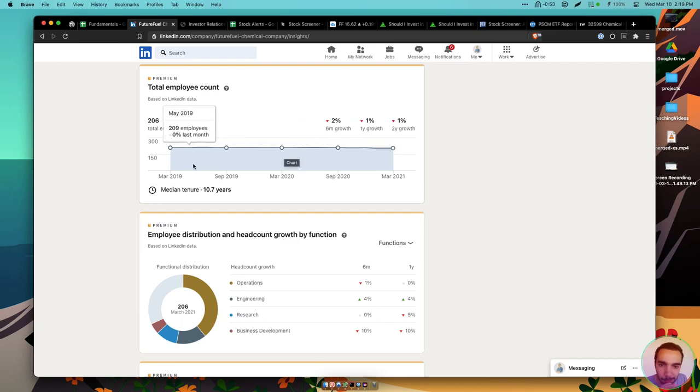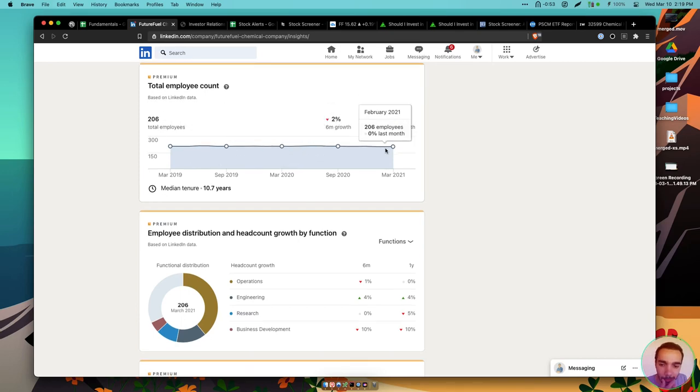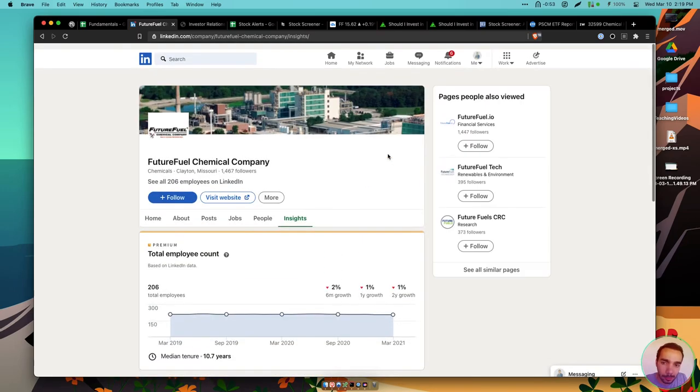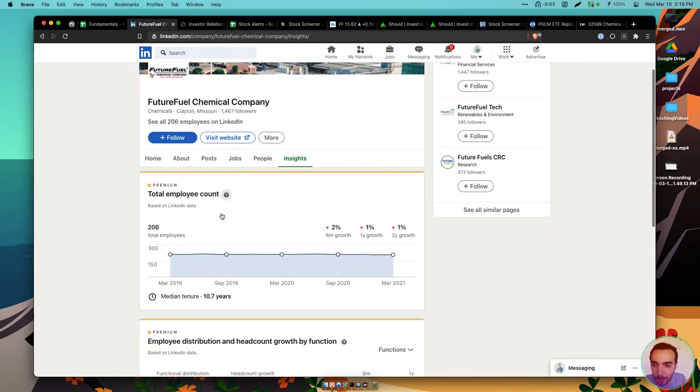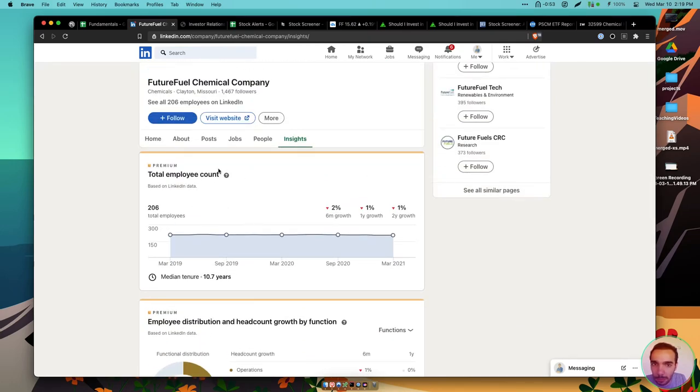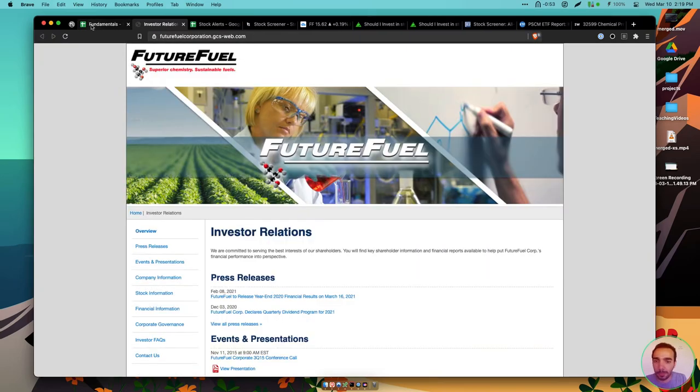Okay, it doesn't really say much. So in the past year they've dropped 1%. That's not a growing company, but it seems to be doing all right. 200 employees, relatively stable. Cool.